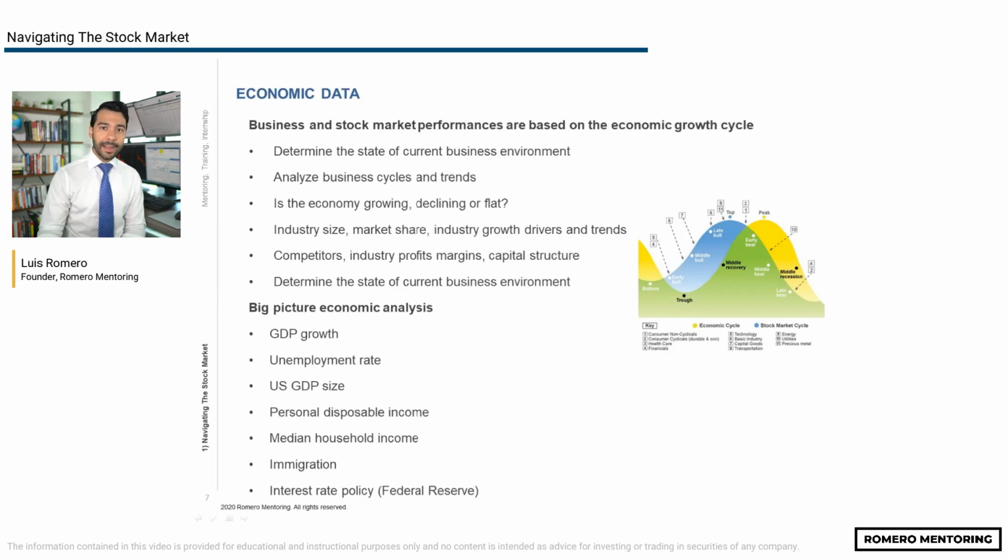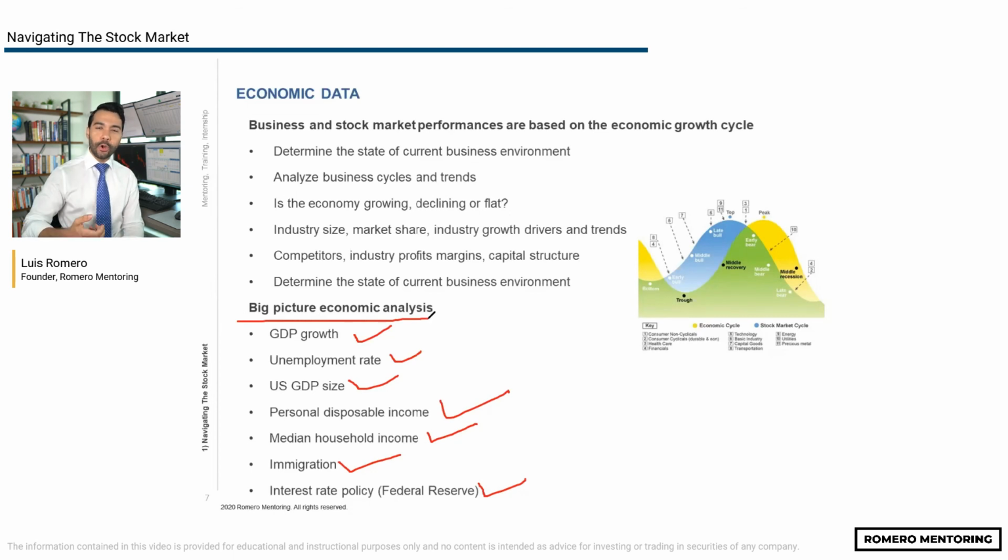that you need to familiarize yourself with. And when we're talking about economic data, to be more specific with the key factors that you should concern yourself with, here are some, and let's pull this up right here. So we want to look at, like I've mentioned previously, GDP growth, unemployment rate. How big is the US economy? What about personal disposable income? Is it growing or increasing, especially during this current pandemic that we're experiencing? What about median household income? What about immigration? What about interest rate policy? So at the macro level, this big picture economic analysis allows you to draw your own conclusion.